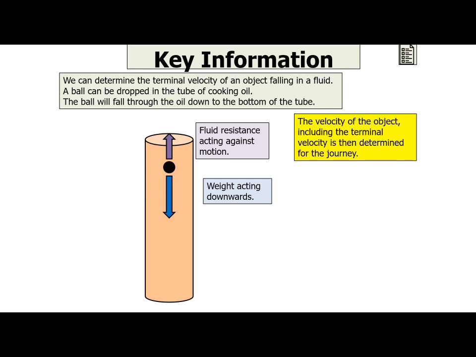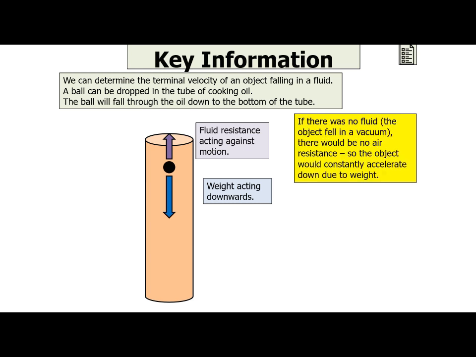The velocity of the object, including the terminal velocity, is then determined for the journey. Now the object will maintain this terminal velocity until it hits the bottom of the cylinder. Throughout the journey, the weight acting on the object stays constant, but the resistance it experiences changes. Now if there was no fluid, and the object fell in a vacuum, there would be no resistance, so the object would constantly accelerate down due to weight.